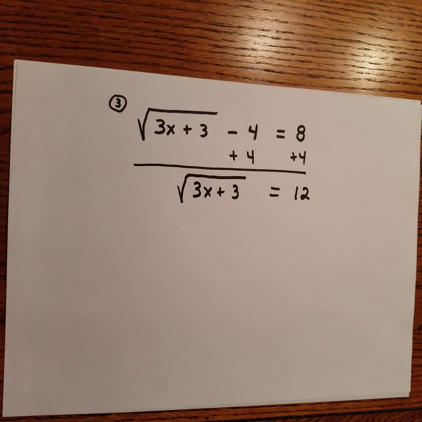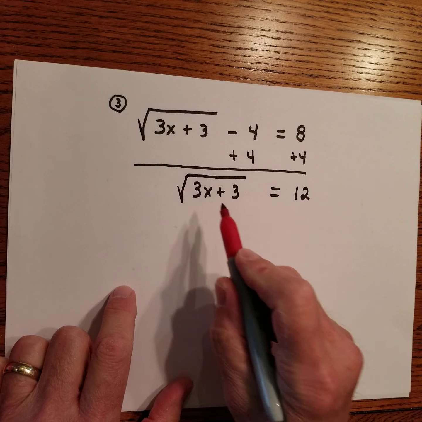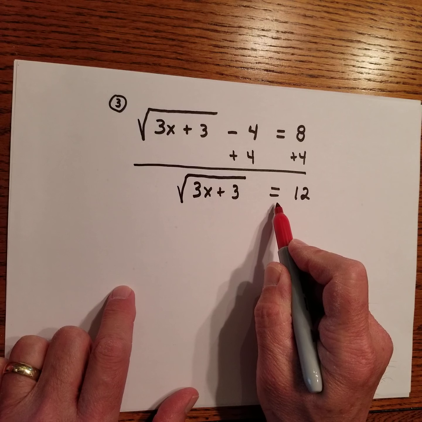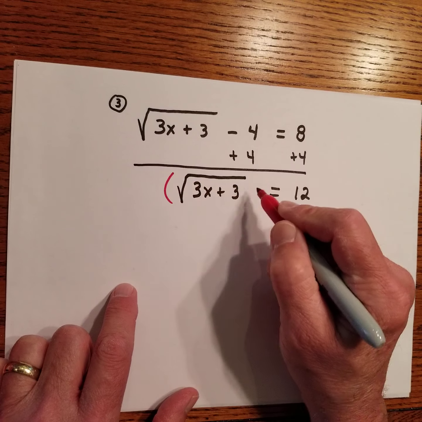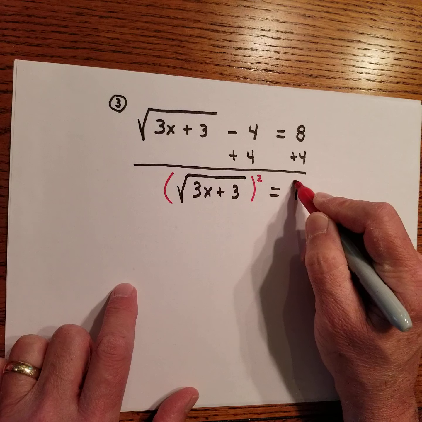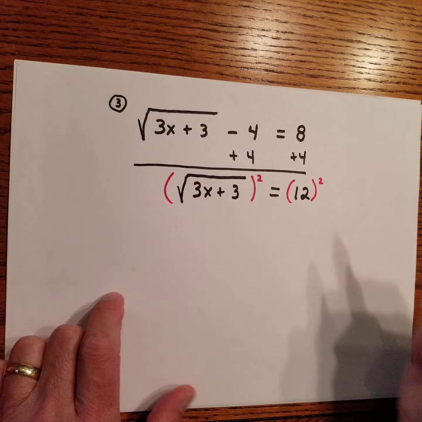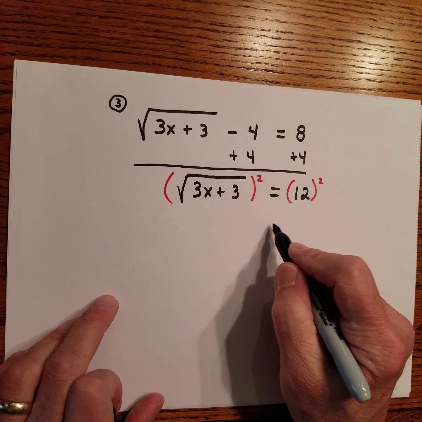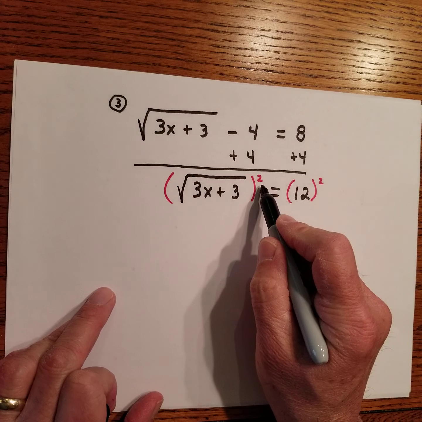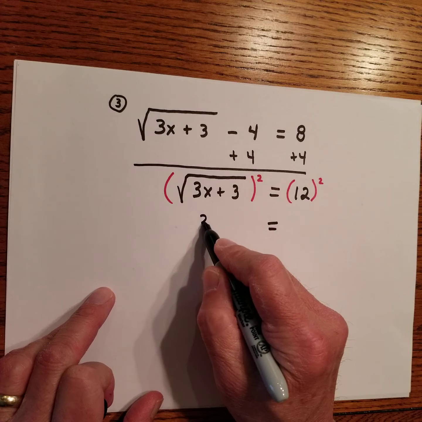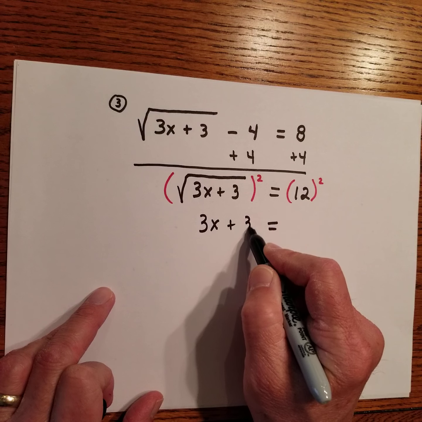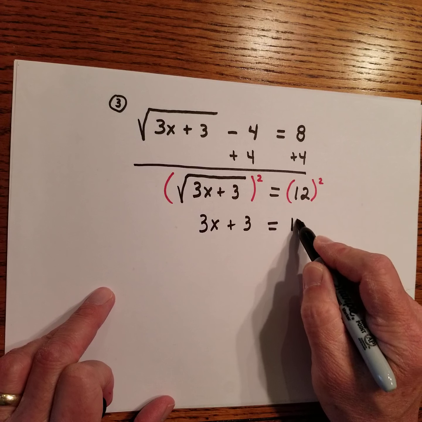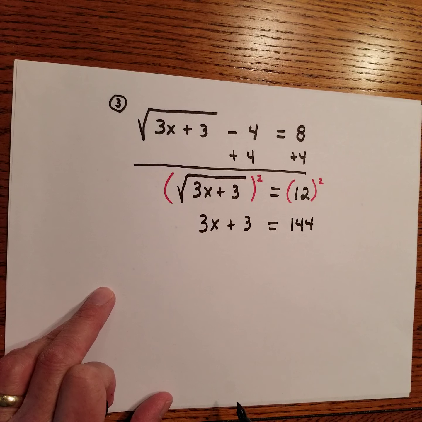Now we'll use our new step of squaring both sides. Since the square root is alone on this side of the equal sign, we'll square this side and we'll match it by squaring the right-hand side. On the left-hand side, the square and the square root, they undo each other. On the right-hand side, 12 squared is 144.